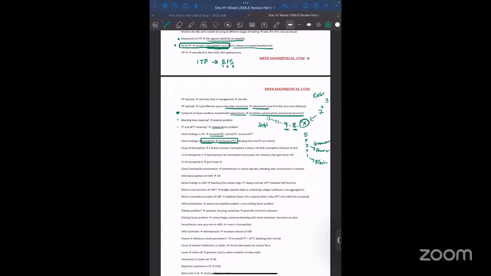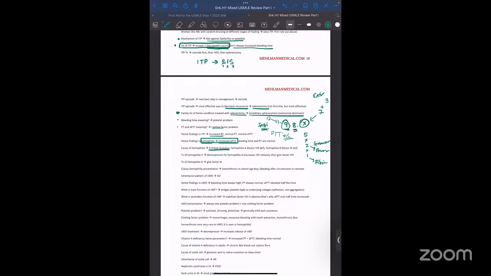Why did I do this? To say that intrinsic is play table tennis inside, which is intrinsic. So heme findings in hemophilia has increased APTT, bleeding time and PT are normal. Cause of hemophilia, this is X-linked recessive. Hemophilia A is a factor 8 deficiency. Hemophilia B, Christmas disease, is factor 9 deficiency.